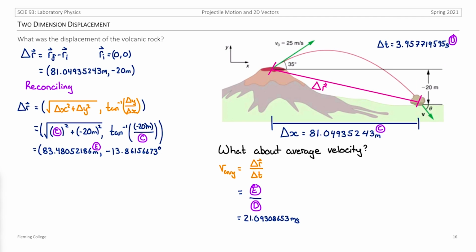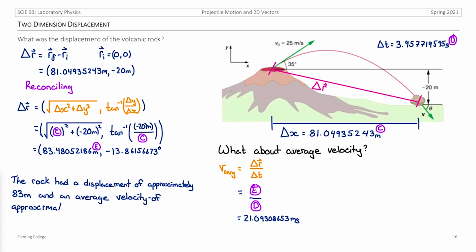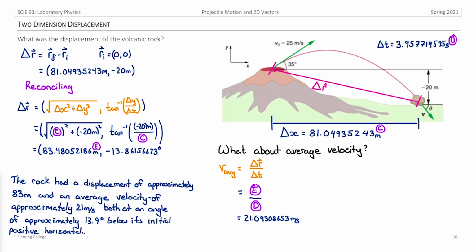Well, it will share the direction of our displacement because the time function in velocity calculation doesn't affect the direction. So what can we say? We can say that the rock has a displacement of approximately 83 meters and an average velocity of approximately 21 meters per second. Both of these quantities occurring at an angle of approximately 13.9 degrees below its initial positive horizontal. If you want to break this velocity component back out into its horizontal and vertical directions, be very careful in how you use that angle. Some calculators will not let you use a negative angle in these calculations. In that case, you'll have to convert it by adding 360 degrees.